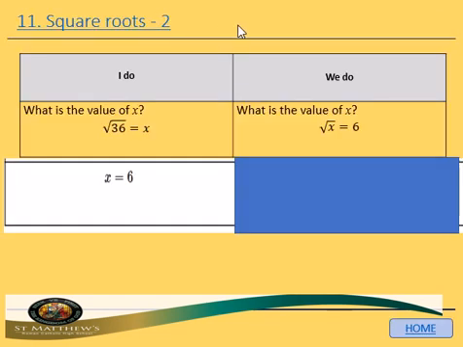So, getting a little bit more challenging now. We've got to find the value of x for these questions. So the first I do says, what is the value of x? And it says square root of 36 equals x. So I need to work out the square root of 36. Now I know that 6 times 6 makes 36, or 6 squared makes 36. So this missing number x must be 6.